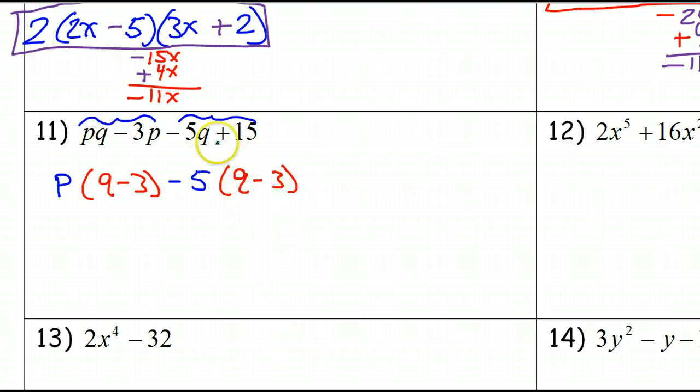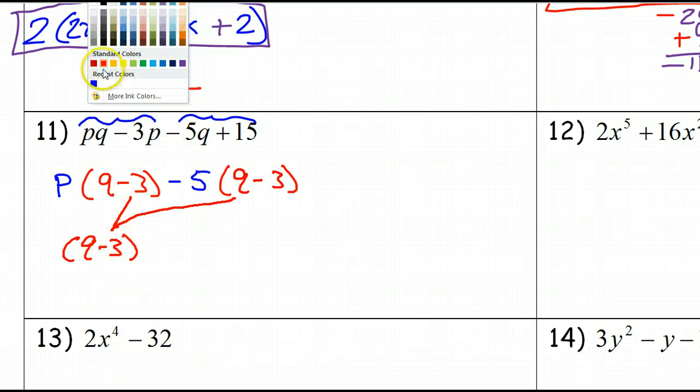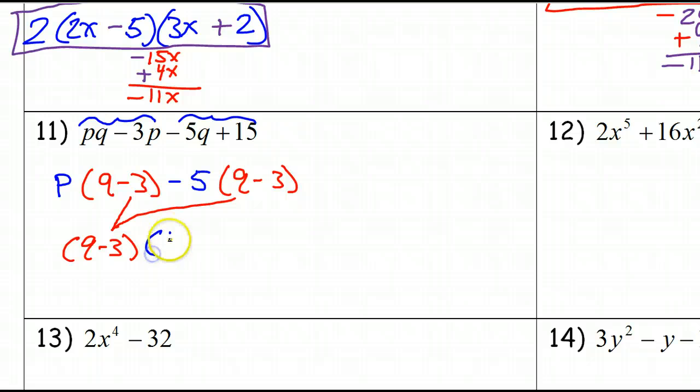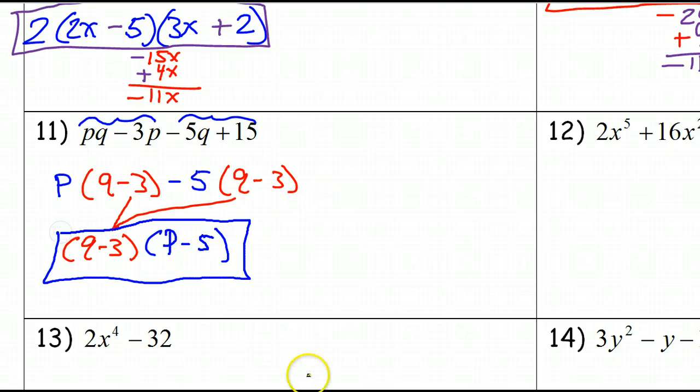Notice it is minus 3, even though this is a plus here, because a negative times a negative would be a positive. Imagine multiplying by negative 5. I would get 15. Now, I am going to factor out this common factor of q minus 3. I'm going to put that in front. So that would leave behind the blue part, which is p minus 5. So there we just factored by grouping.